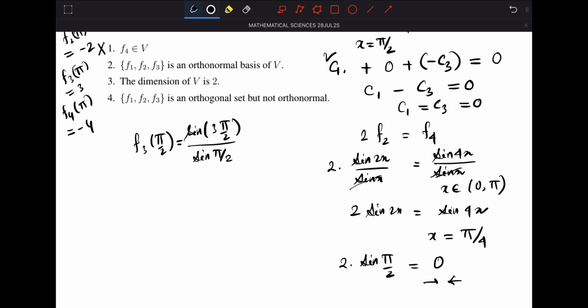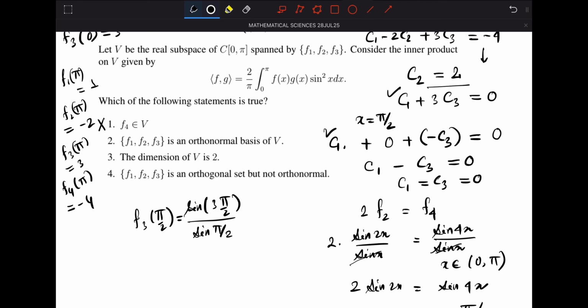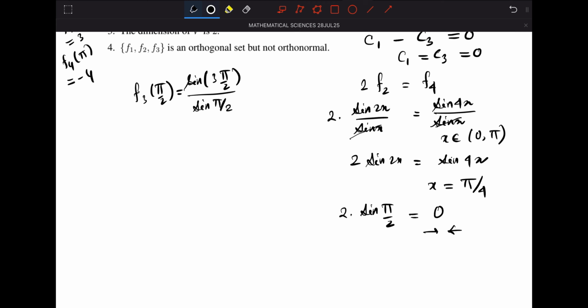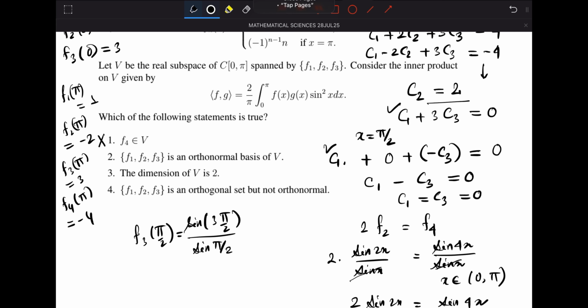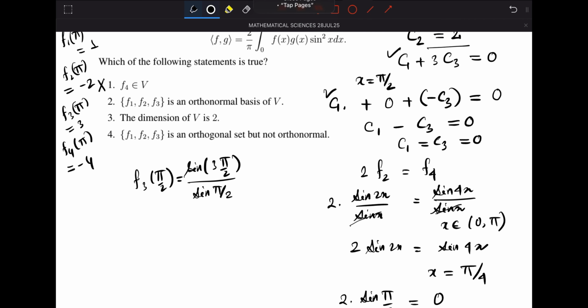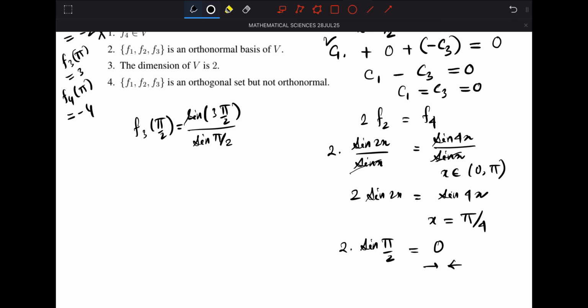Next, f1, f2, f3 is an orthonormal basis of V. For doing that, I want a different page because there is not enough space. Okay.